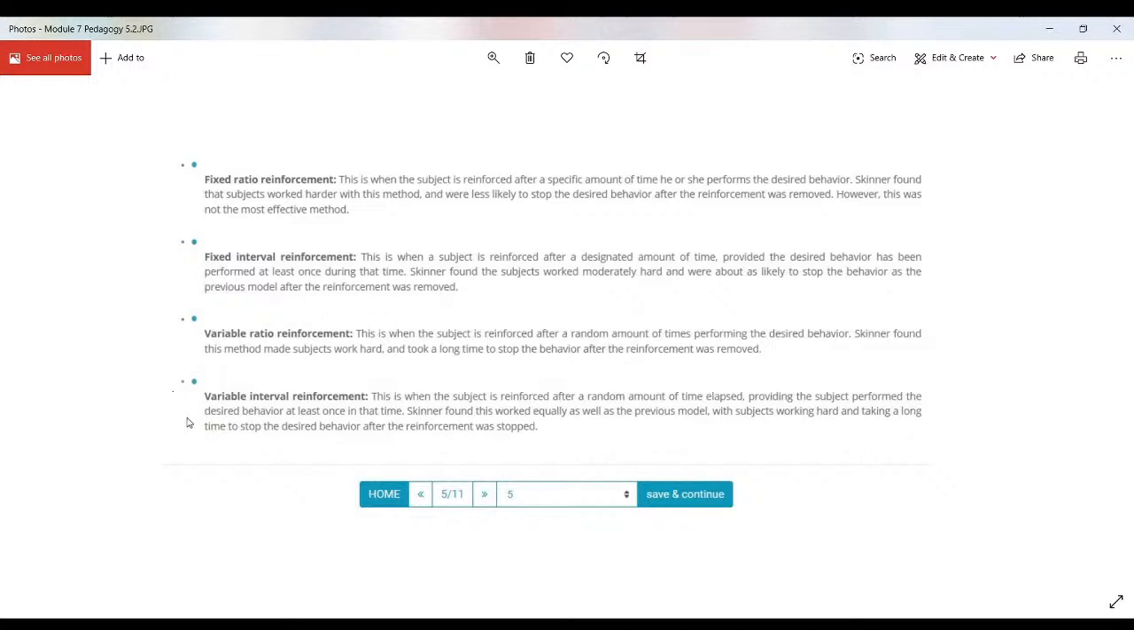Next, variable interval reinforcement. Okay, so this is when the subject is reinforced after a random amount of time elapsed, providing the subject performed the desired behavior at least once in that time. He found that this worked equally as well as the previous model, with subjects working hard and taking a long time to stop the desired behavior after the reinforcement was stopped.